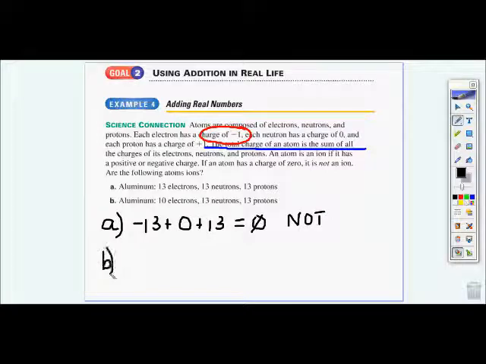Looking at letter B, we have, again, the electrons are going to be our negative, so we have -10. Neutrons are going to give us 0, and protons are 13. I have my positive and my negative. 0 doesn't change anything. So I have different signs. The difference between 13 and 10 is 3, and the 13 is the larger number, so it stays a positive. So for letter B, that atom is an ion.